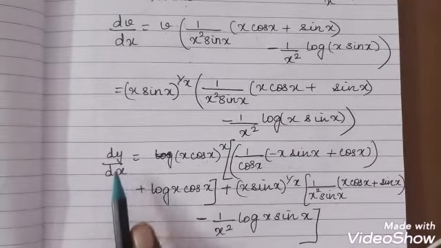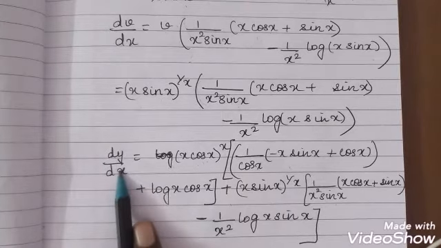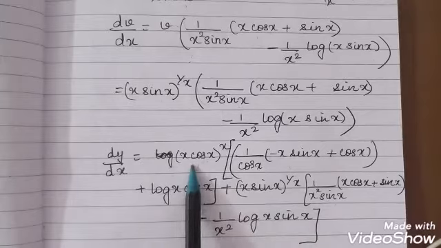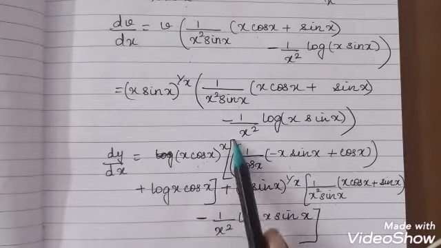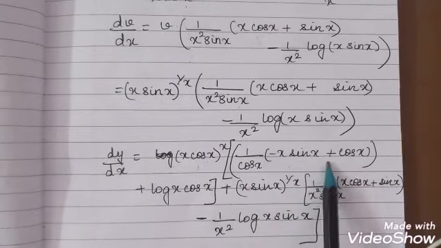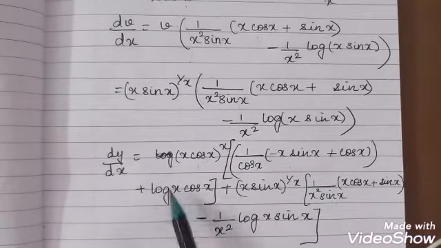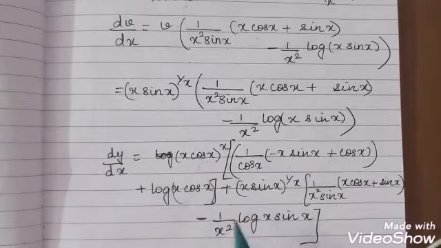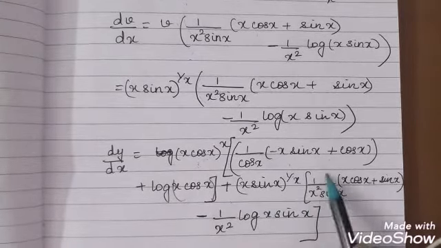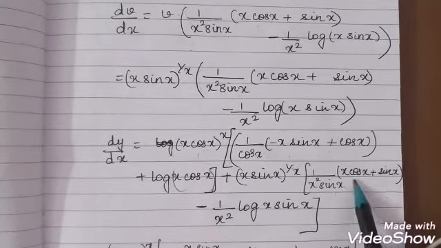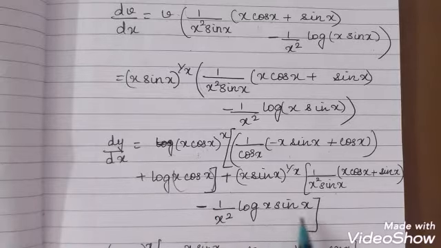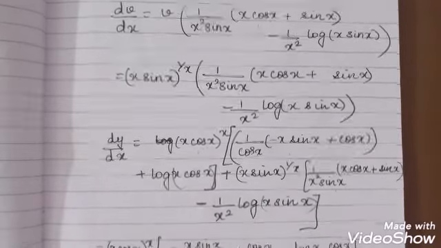So what is your dy by dx equal to here? Your dy by dx is equal to the first one. I have just substituted here x cos x the whole power x into 1 by cos x into minus x sin x plus cos x plus log of x cos x you get here plus x sin x the whole power 1 by x into 1 by x squared sin x into x cos x plus sin x minus 1 by x squared into log of x sin x. This is what you get here.